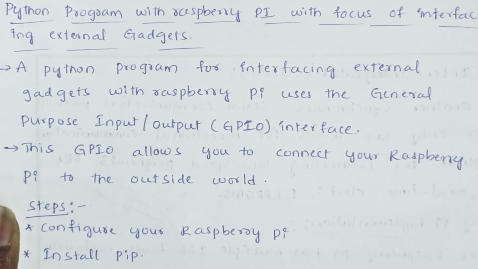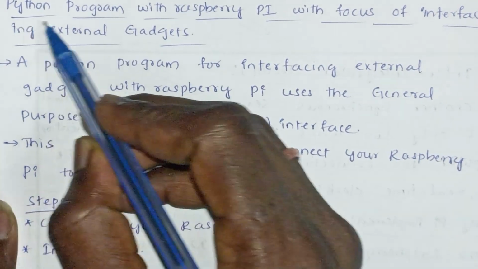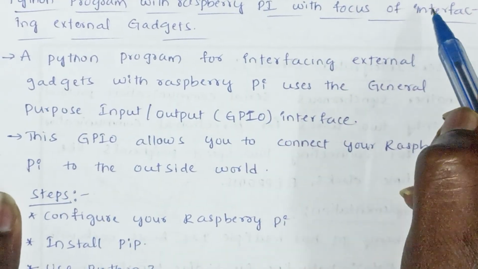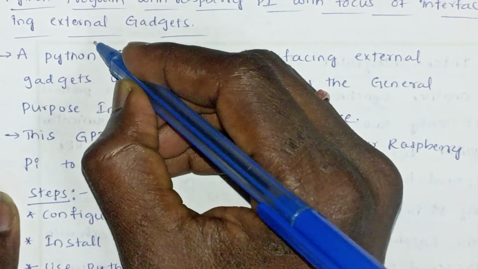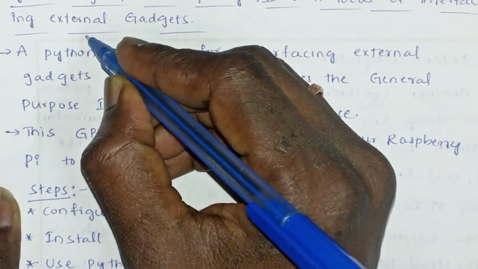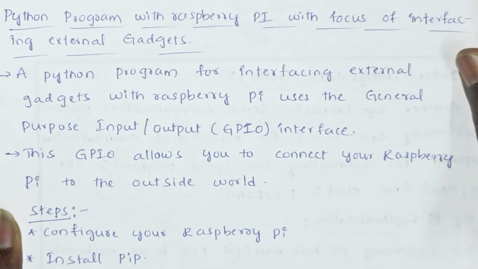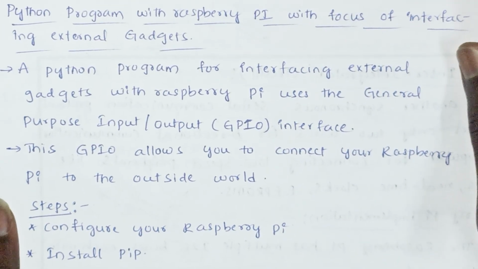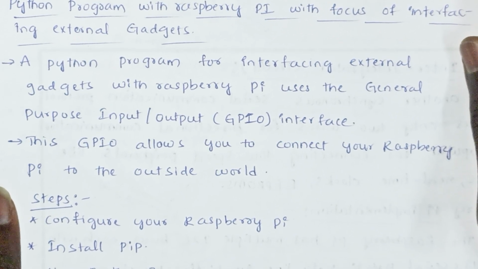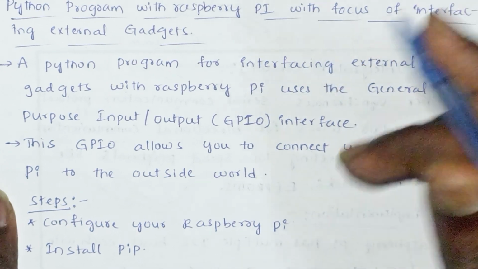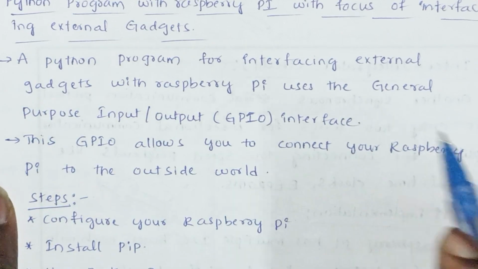In this video, we are going to cover the fourth unit, second part: Python programming with Raspberry Pi with a focus on interfacing external gadgets. In the previous video we discussed what Raspberry Pi is, the different types of ports, and the different series implementations of Raspberry Pi. So in this video we are going to discuss Python programming with Raspberry Pi with a focus on interfacing external gadgets.